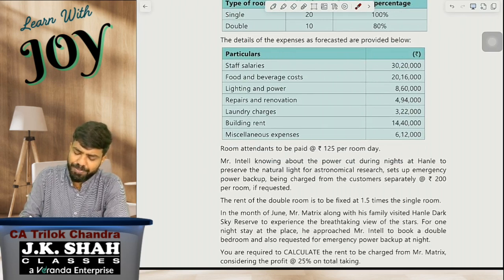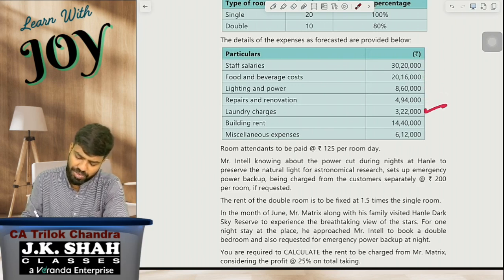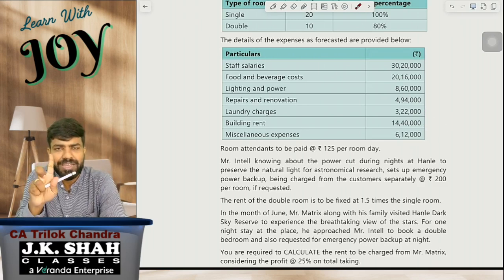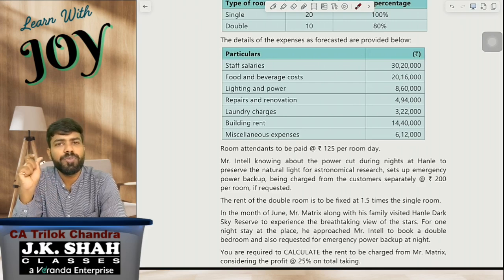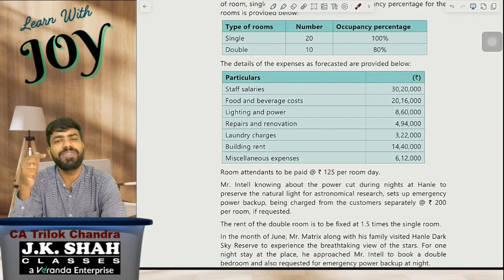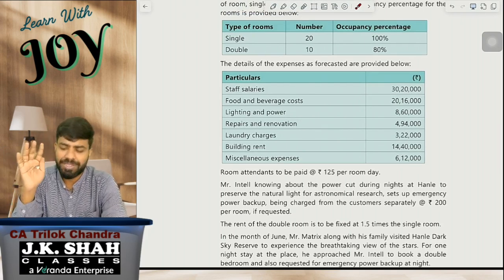The details of the expenses as forecasted are provided below. Staff salaries 30 lakh 20,000, food and beverage cost 20 lakh 16,000, lighting and power 8 lakh 60,000, repairs and renovation 4 lakh 94,000, laundry charges 3 lakh 22,000, building rent 14 lakh 40,000, miscellaneous expenses 6 lakh 12,000. First of all, there are two types of rooms: single room, double room. Single rooms 20, double rooms 10. Percentage of occupancy of single room is 100%, occupancy of double room is 80%.